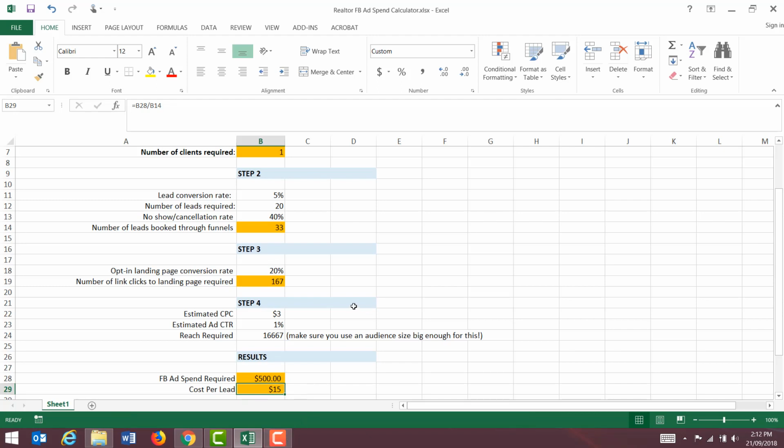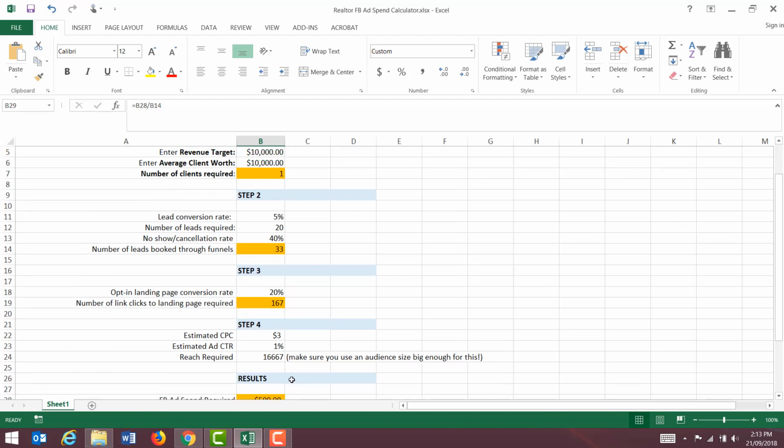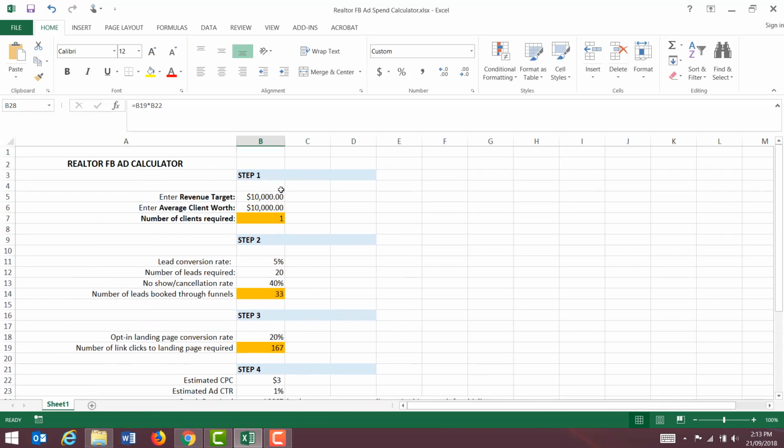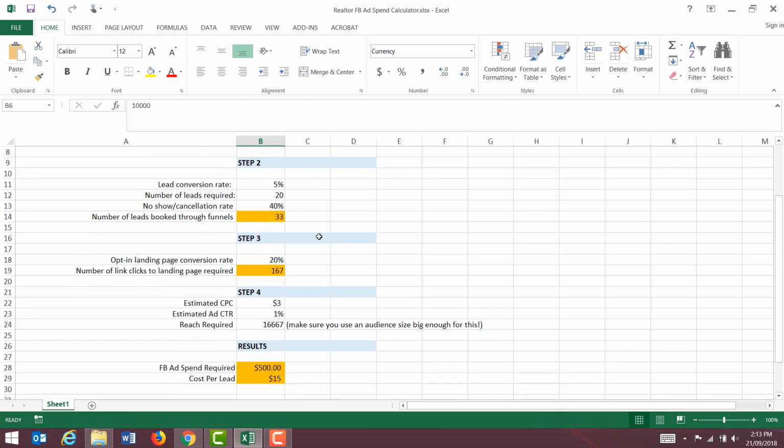So the idea is that these are very much variables at this stage because we're working in an area that we don't know. We haven't got history here always to work with. Obviously, if we can get the opt-in landing page conversion rate up, that affects the cost per lead. So at the moment it's $15 cost per lead, and you're actually spending $500 to make the average one client sale of $10,000, which is a good markup there. It's a very viable proposition.